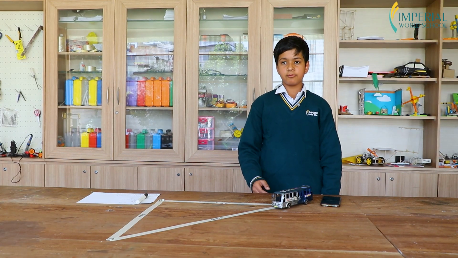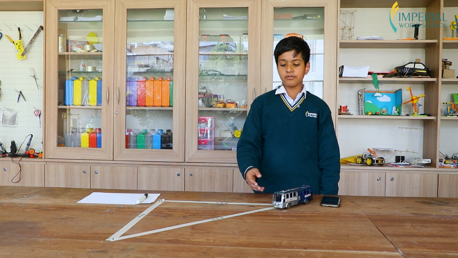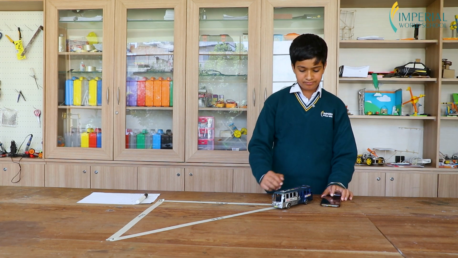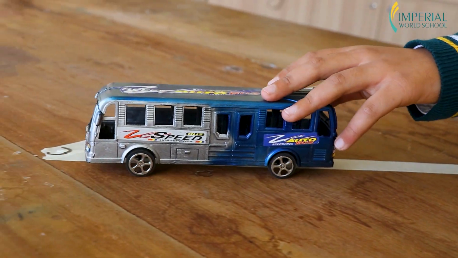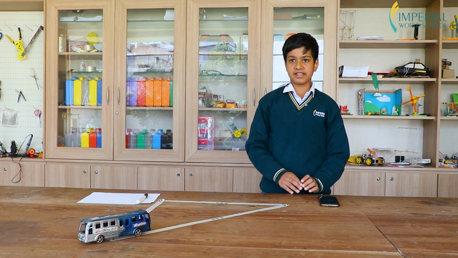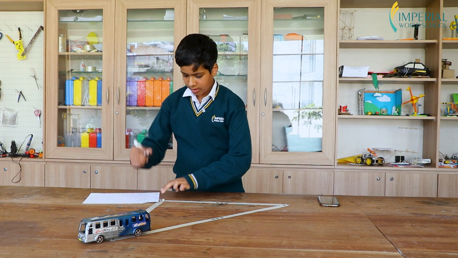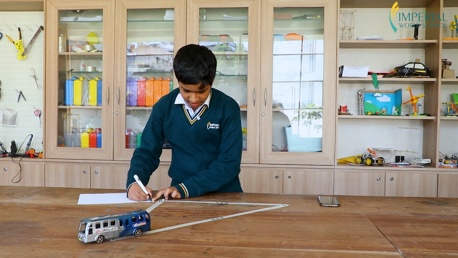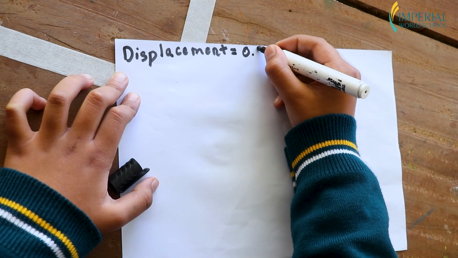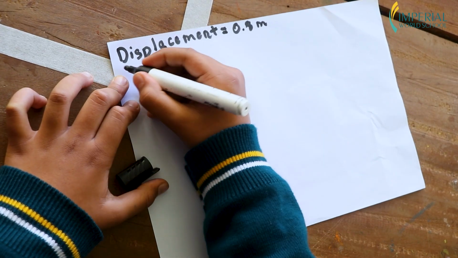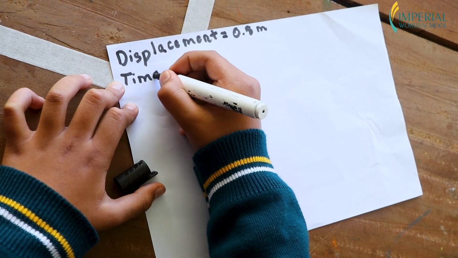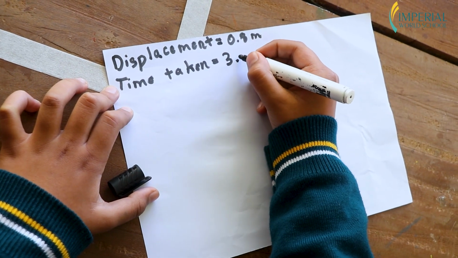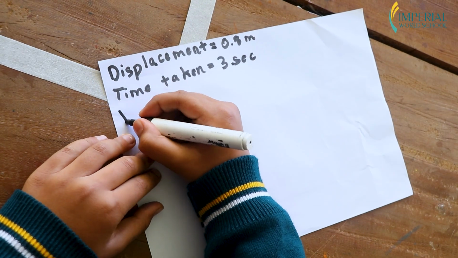To find the velocity, we need to first use the shortest length from point A to point C, which is 0.8 meter. So let's calculate the time. The time taken is 3 seconds. Now the total length from point A to point C was 0.8 meter and the time taken was 3 seconds. So the main question is, what is the velocity?